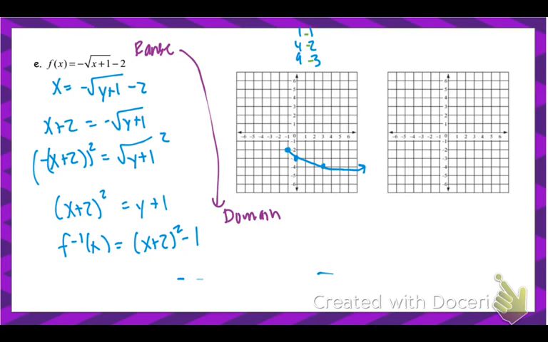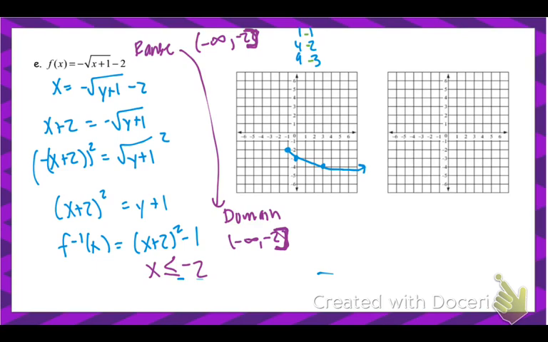So we need to consider the range of the original function. So the range of this original function is -∞ to -2. That means the domain of this function is going to be from -∞ to -2. If we want to write that in inequality notation, we would say x is less than or equal to -2. I apologize, those should have been brackets. I don't know why I used a parenthesis.